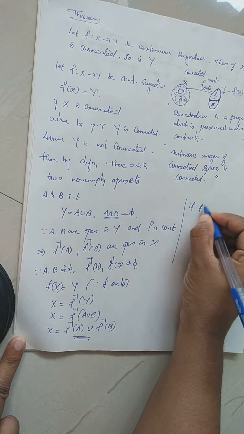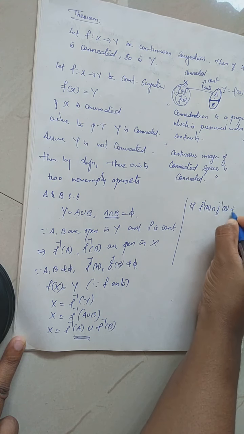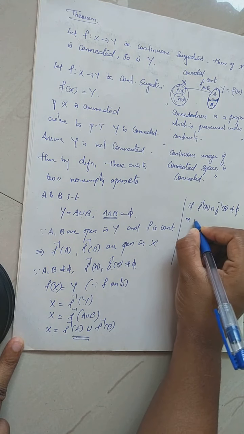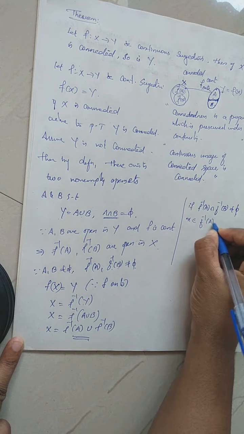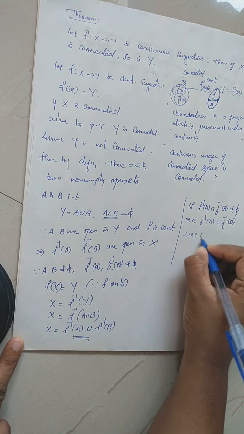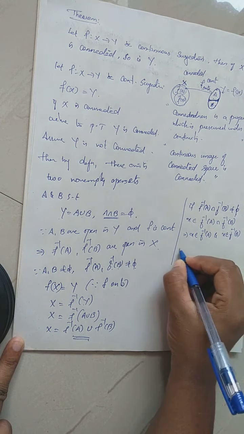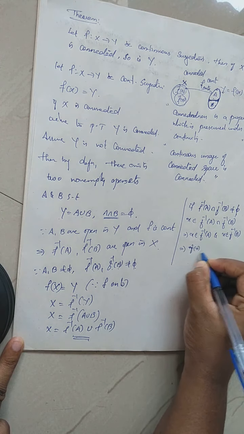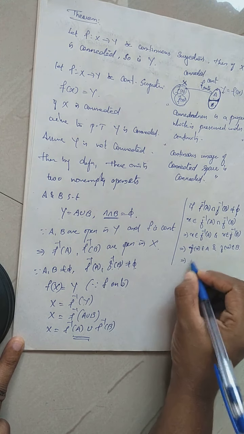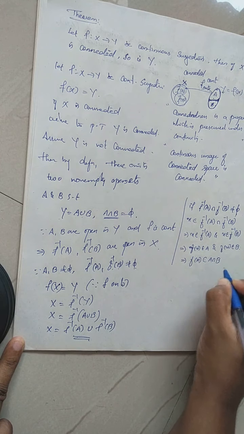If f inverse of A intersection f inverse of B is non-empty, suppose you assume their intersection is non-empty, then you can consider some element x belonging to f inverse of A intersection f inverse of B. So x belongs to f inverse of A and x belongs to f inverse of B. Which implies f of x belongs to A and f of x belongs to B, right? Which means f of x is an element belonging to both A and B. Therefore it belongs to A intersection B.